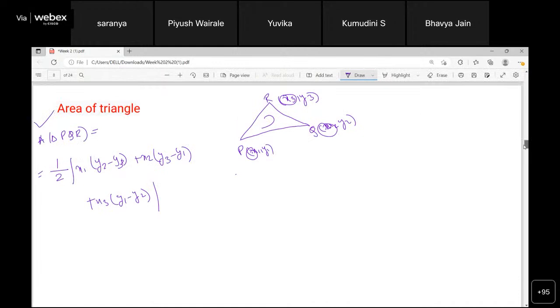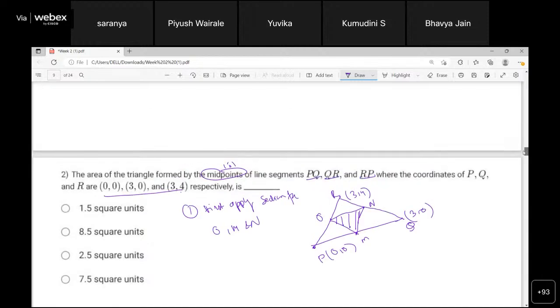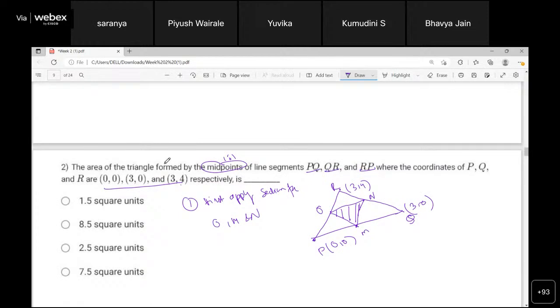So what is the midpoint? It is given to us that the area of a triangle formed by the midpoints of the line segments PQ, QR, and RP. Midpoints means it is dividing the line segment in the ratio 1:1, right?